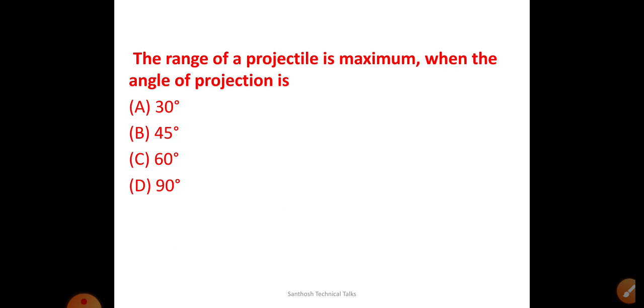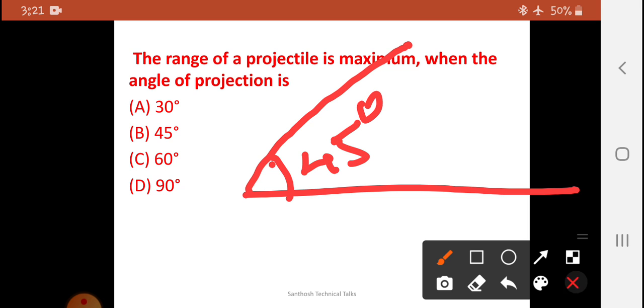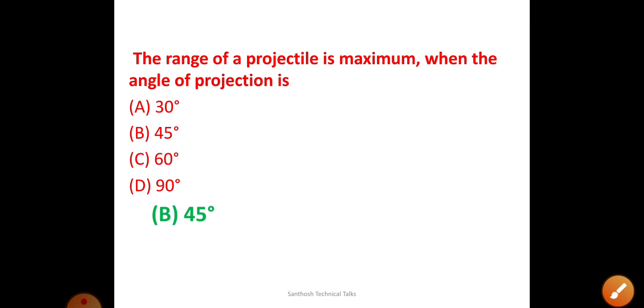And a very superb question in projectile. The range of the projectile is maximum when the angle of projection is. So this is the horizontal force. This is the angle of projection. The range of the projectile is maximum when the angle of projection is equal to 45 degrees. When it is equal to 45 degrees, then only it covers more distance. If we increase the angle, it covers very less distance.